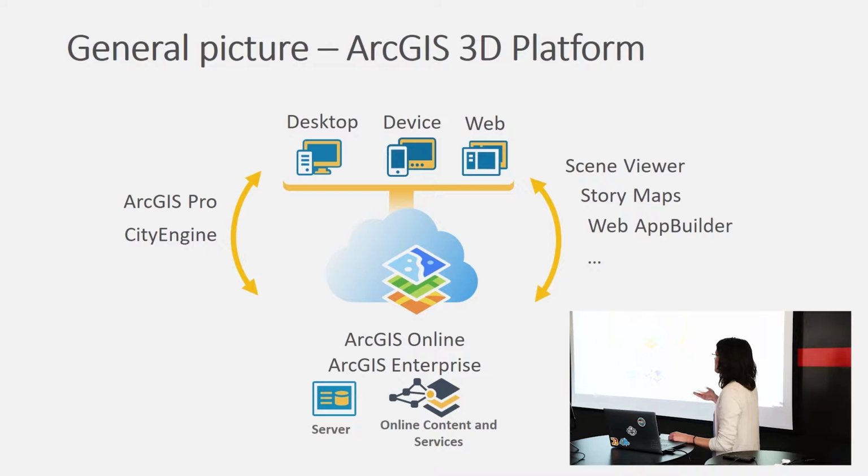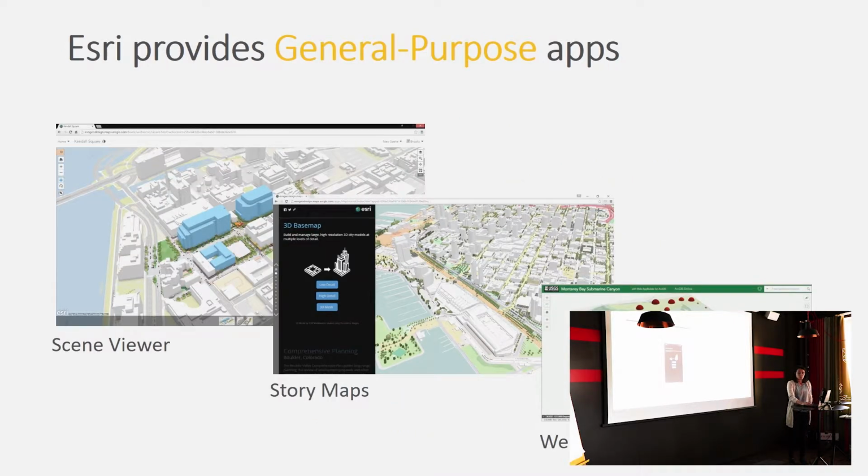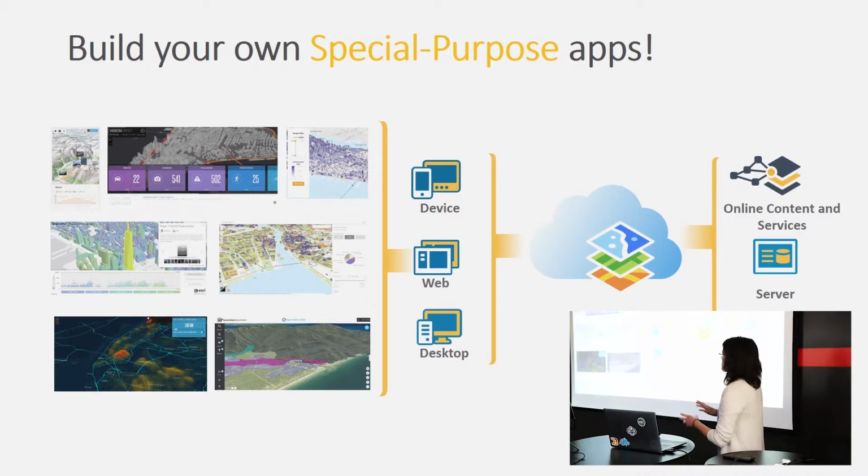So your workflow is probably you use CityEngine, you publish your scene layer, you export a scene layer package, you publish it to online, and then you visualize it maybe in the scene viewer or with the story maps or with some custom web app builder. And you probably already know them by how many of you raised their hands. But this is what we call a general purpose app, but you might want something different, something custom. You might want to have that nice special dashboard that no app out there has. So this is what I'm going to be talking about.